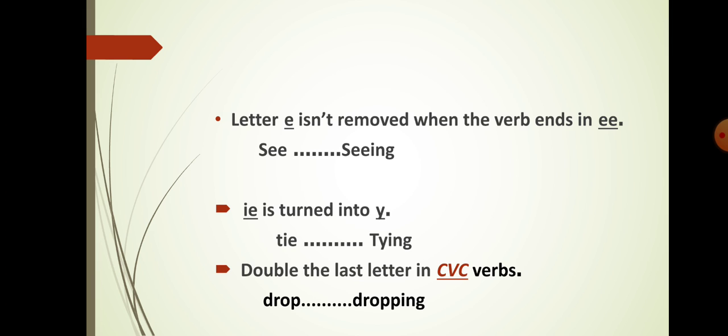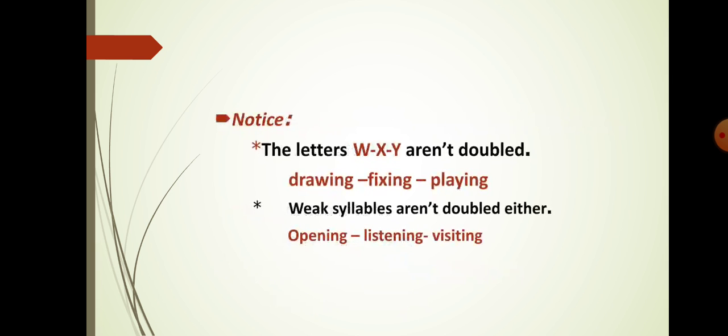Like the verb drop. R is consonant, O is vowel, and P is consonant. We double the last letter and it becomes dropping. But notice the following. The letters W, X, and Y are not doubled, like drawing, fixing, playing. We just add ing because they end in W or X or Y.